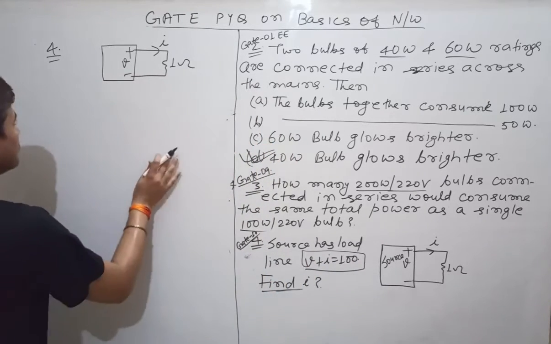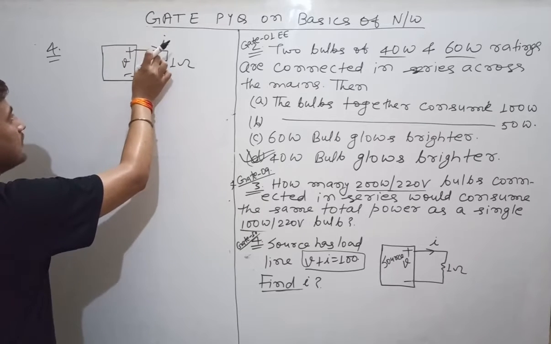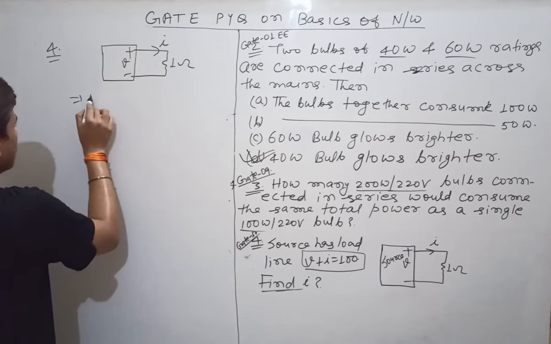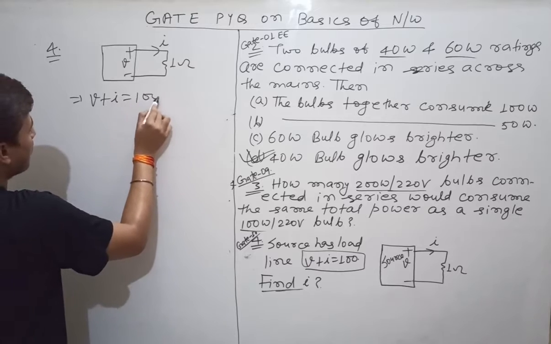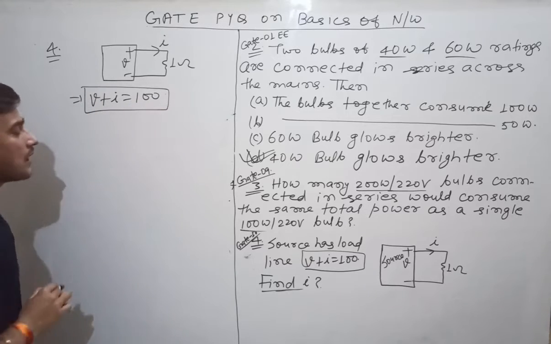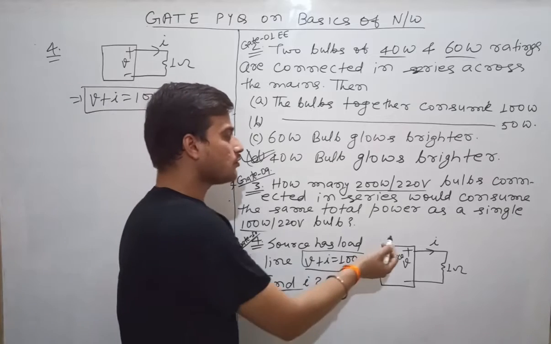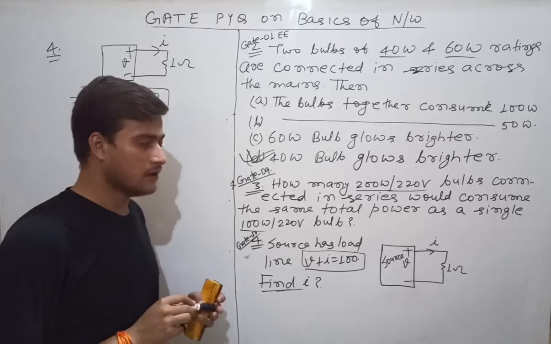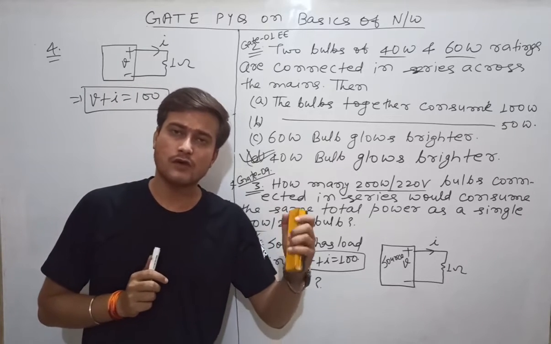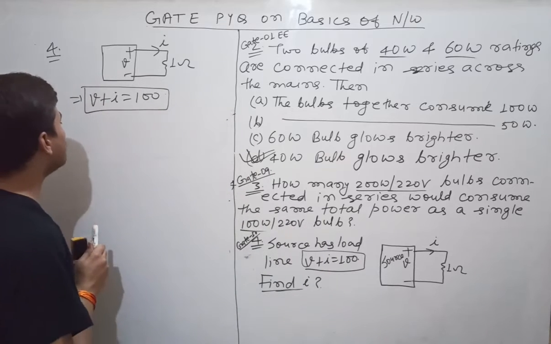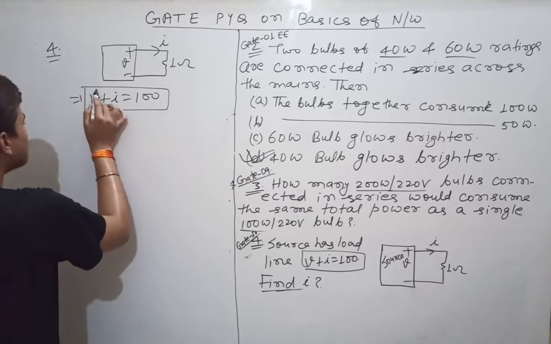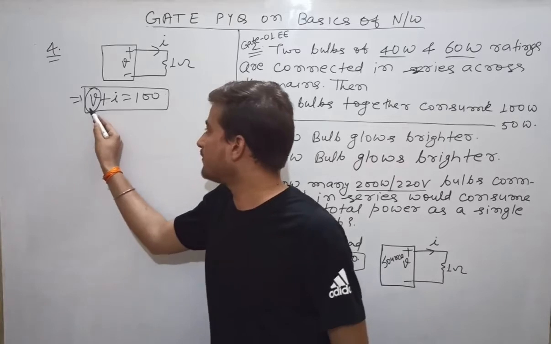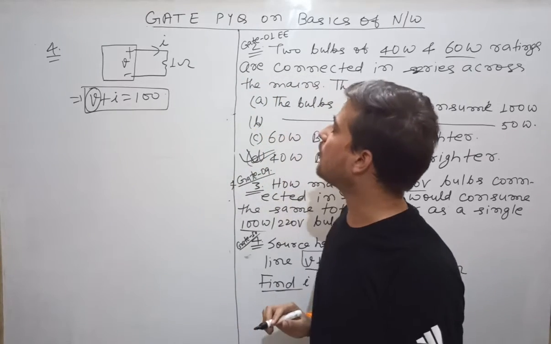What does it mean? It means this is the terminal voltage V and this is current I. So this voltage and current have a relationship of V plus I equal to 100. Now they are asking you to find the value of load current I. So think, how can you find it? You will have to convert V in terms of I.